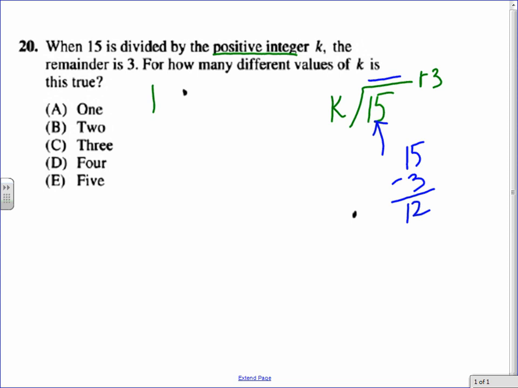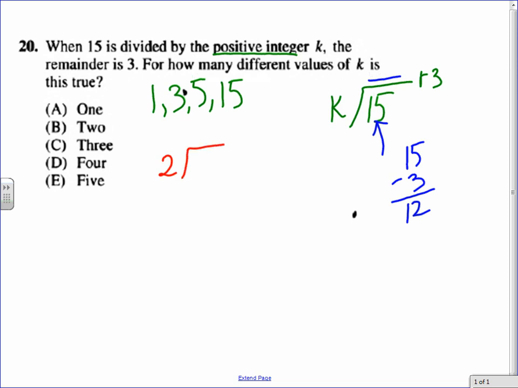So 1, for example, divides perfectly into 15. 1 times 15 is 15, so that's not an option. The next number that divides perfectly in 15 is 3. And the next number after that that divides perfectly in is 5. And then, of course, 15 will divide perfectly into 15. So now we have a very small list of numbers that we even need to test out because k needs to be less than 15. Okay, so the answers that you get are going to be factors of 12. But let's just plug in numbers and see what happens.